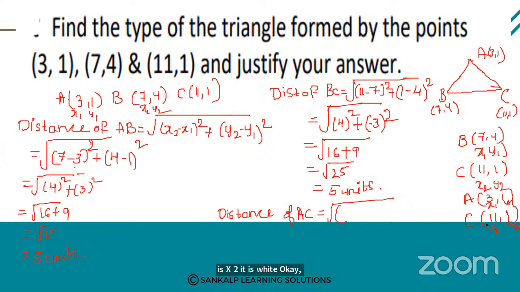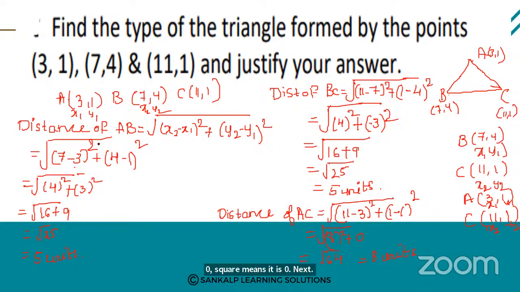Now, tell me the value of x2. It is 11 minus the value of x1, which is 3, whole square, plus y2, which is 1, minus y1, which is 1, whole square. Now 11 minus 3 is 8, so 8 square. Next, 1 minus 1 is 0, and 0 square is 0. 8 square is 64. Okay, 64 is a perfect square number. Answer is 8 unit.